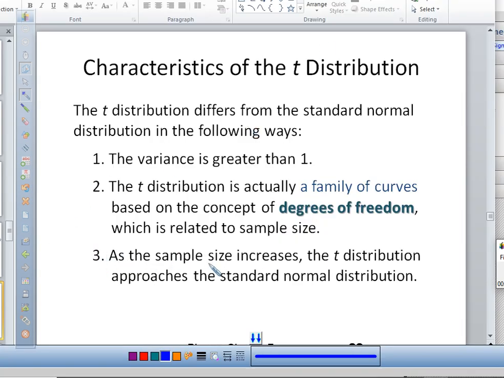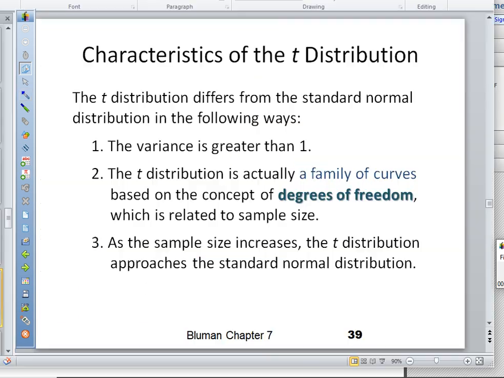And then, as we talked about a second ago, as the sample size increases, the t-distribution approaches a standard normal. It just gets closer and closer. So we'll take a look at some curves here. I'll show you what I'm talking about.